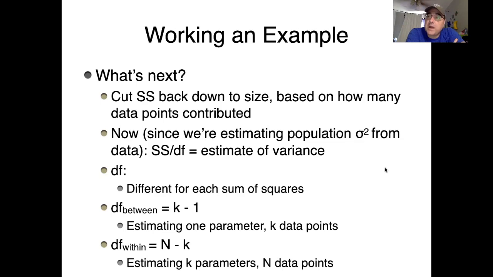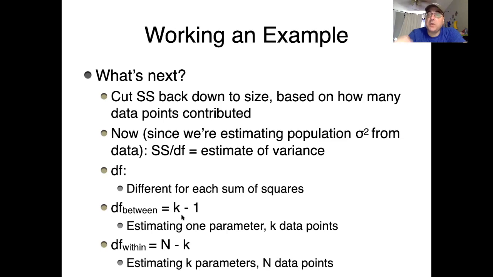In order to cut the sum of squares back down to size, we have to figure out how many data points contributed to each sum of squares. All right. There were a lot of parameters that we estimated here. We lose a degree of freedom for each parameter. That means 4 degrees of freedom between, that is to say, the difference between the means of each group, we were estimating the standard deviation of those 4 groups relative to the grand mean. And so we only had K data points, really, 4 groups. So we're going to lose 1 degree of freedom from those 4 groups.